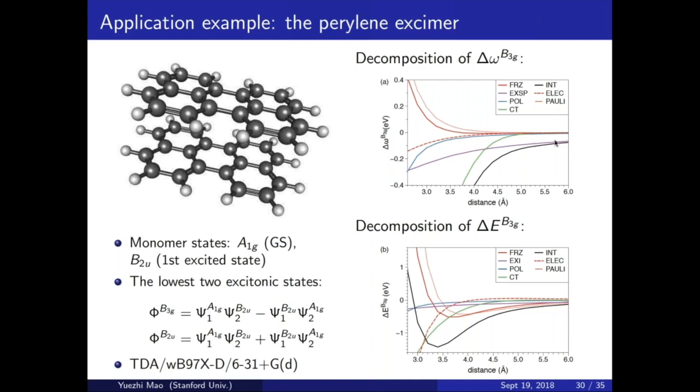And this stabilization mostly comes from contributions from this excitonic splitting effect and also charge transfer. In the short range, the charge transfer is the dominant contribution. But in the long range, because the excitonic splitting term decays polynomially, and it decays slower than charge transfer, it becomes the dominant stabilization effect.